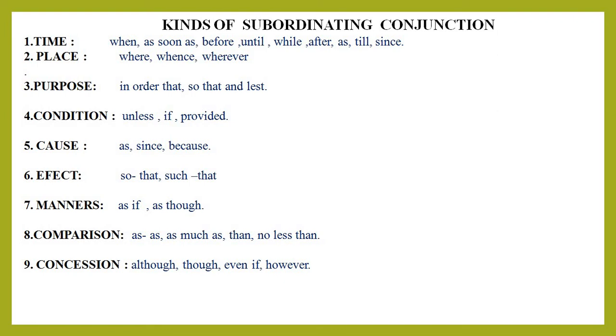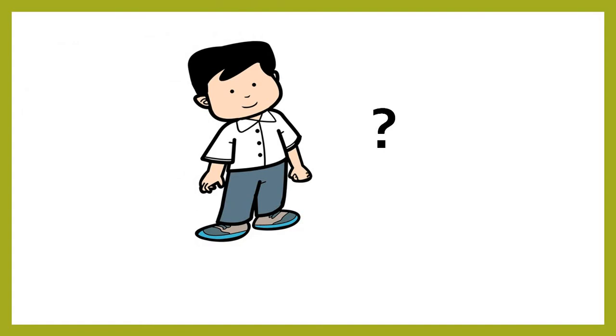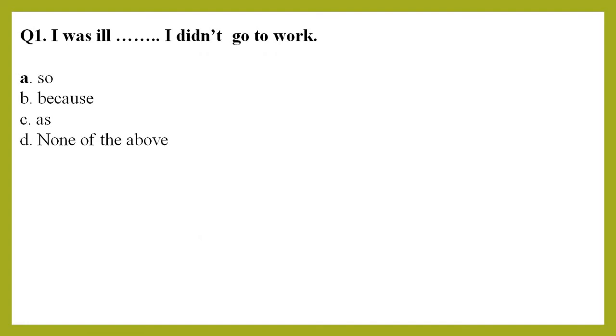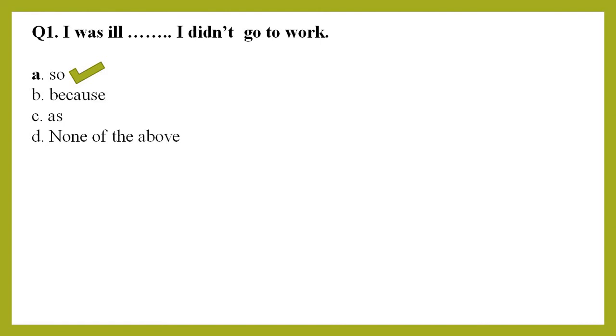So dear student, let's know what is next. Dear student, I hope that you have understood conjunctions. Let's check your understanding through some questions. Question number one: I was ill, blank, I didn't go to work. What will be the correct option? Dear student, you are to choose. There are four options. A, so. B, because. C, as. And D, none of the above. What will be your right answer? Let's see. Your answer A will be correct.